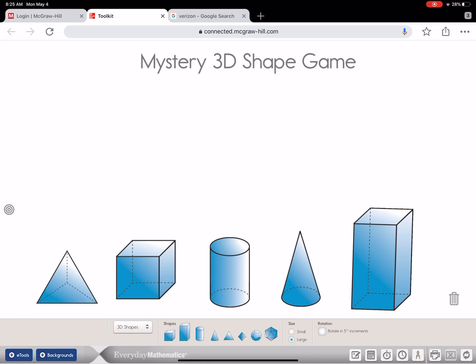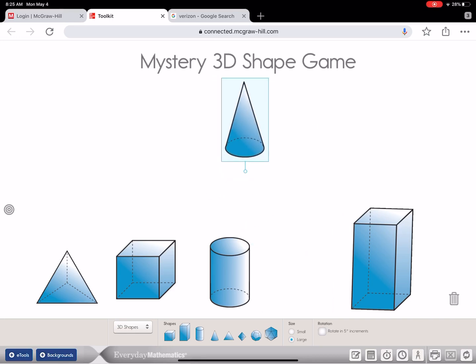So, here I'm going to give you 2 clues and you have to figure out the 3D shape I'm thinking of. So here we go. This shape has a vertex. Remember, a vertex is a point. It also has a circle face. What 3D shape am I thinking of? It has a vertex, which is a point, and a circle face.